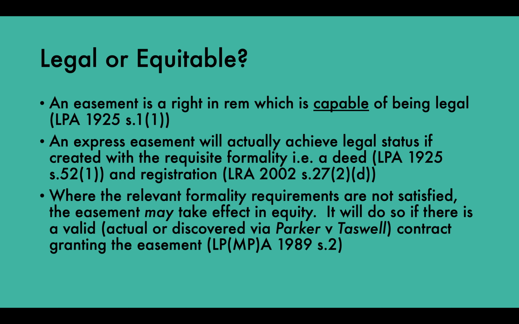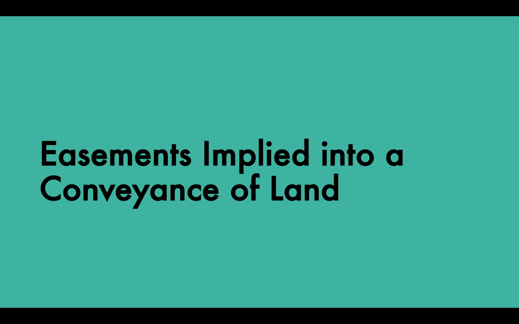The bigger concern and the bigger talking point is all around easements implied into a conveyance of land. So easements will be implied on three different doctrines. We've got the doctrine of necessity, which is really what I'm going to talk about for the rest of this video. And then in the next video, we're going to talk about the doctrine of Wheeldon v Burrows and the doctrine contained in the Law of Property Act 1925, section 62.